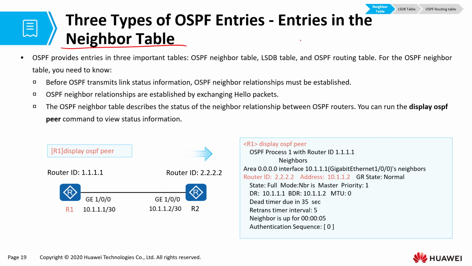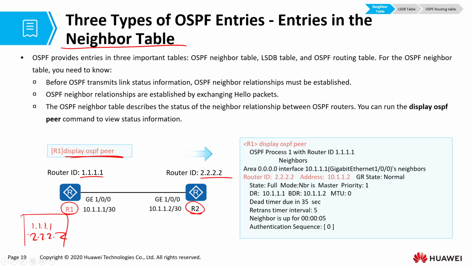We say OSPF is going to use hello packets to discover neighbors. So in this case, R1 discovers R2 with router ID 2.2.2.2. R1 has 1.1.1.1, so R1 is going to say, oh, I'm 1.1.1.1, my neighbor is 2.2.2.2. Now, this is going to be some table inside R1, and it's called the OSPF neighbor table. If you want to see the contents of the neighbor table on a particular router, you run the command display ospf peer in VRP.